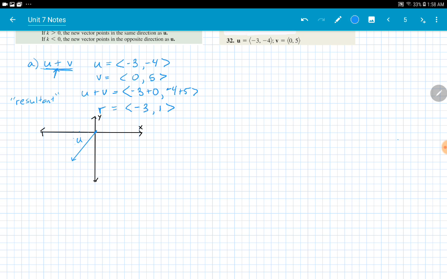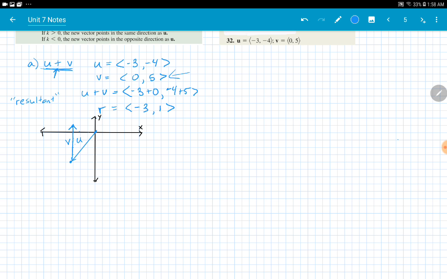And then to add v, we start where u ended. So we're going to add on to u. Starting at the terminal end of u is the initial point of v. So starting there, v has a horizontal component of 0, so no movement left and right, and a vertical component of +5, so we go up 5. 1, 2, 3, 4, 5 puts us right here.